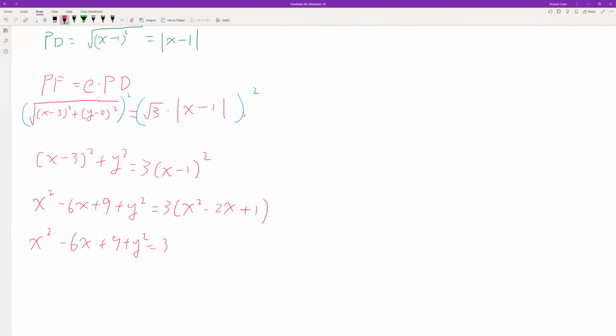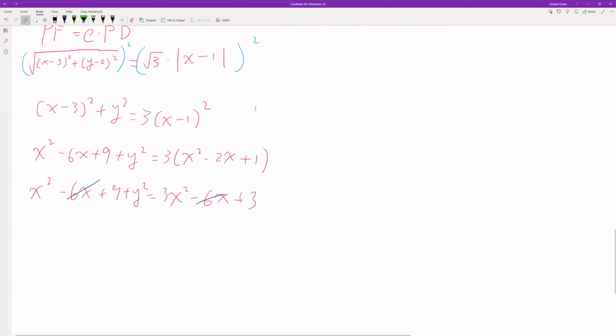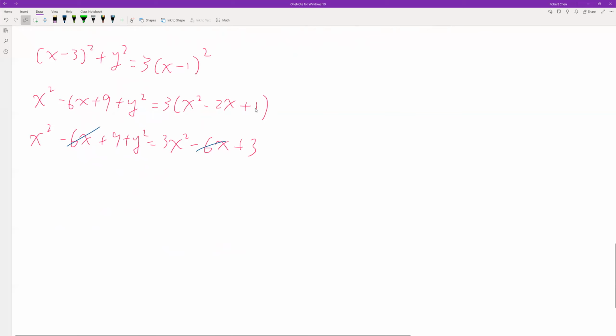We have 3x squared minus 6x plus 3. All right, so let's simplify this a little bit. Minus 6x. And I'm going to move the x and y terms to the right-hand side and the constant to the left-hand side. So subtract 3, subtract x squared, and then subtract y squared.